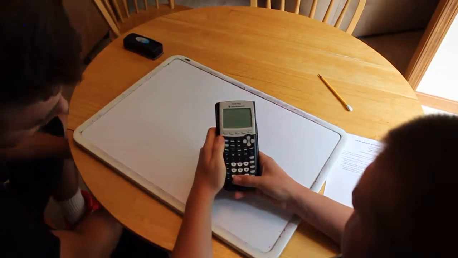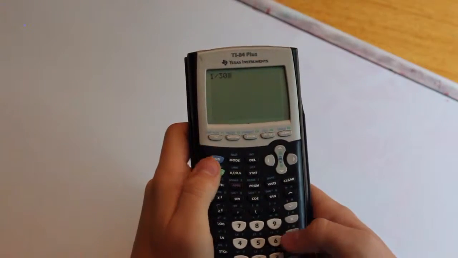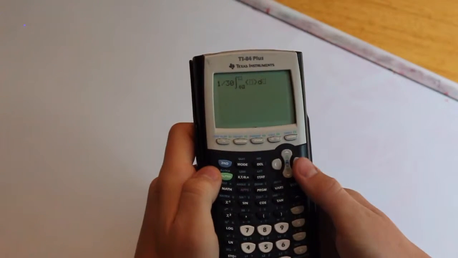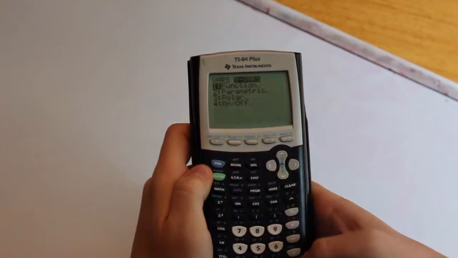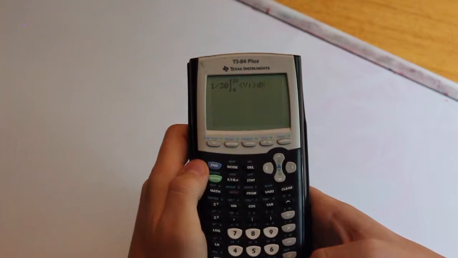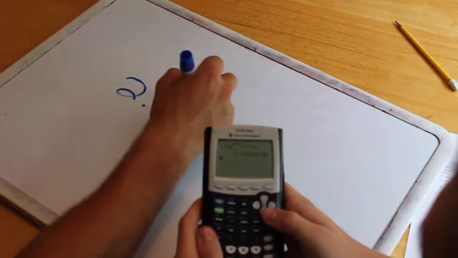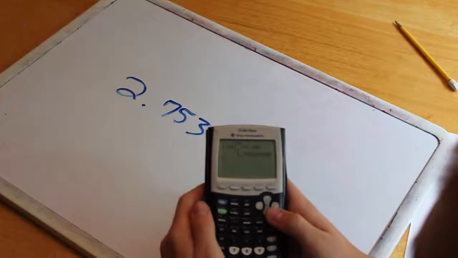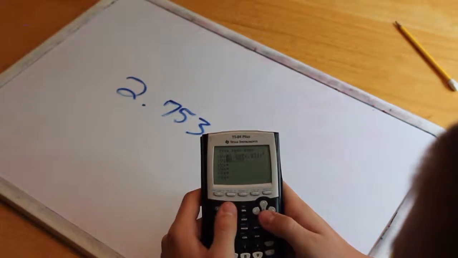So what we're going to do is start by hitting 1 over 30. Then you go math 9. It's your integral. Put 0 to 30 days, right? Yep. Then you hit your equation, y1. dx. Then enter. Got it. Alright, so once you got your 2.753, we're going to take that and toss that right into y2. There you go. Oh, one step ahead of the game.